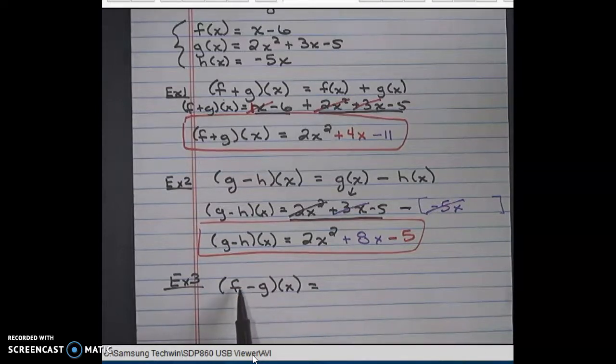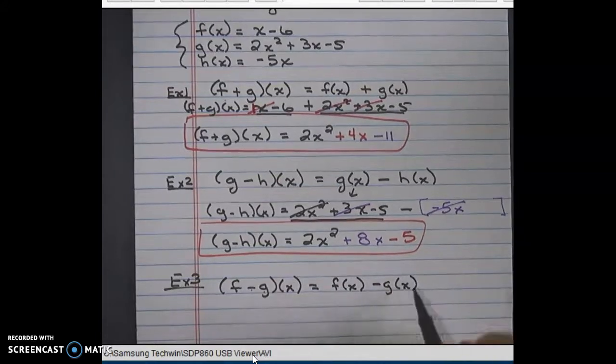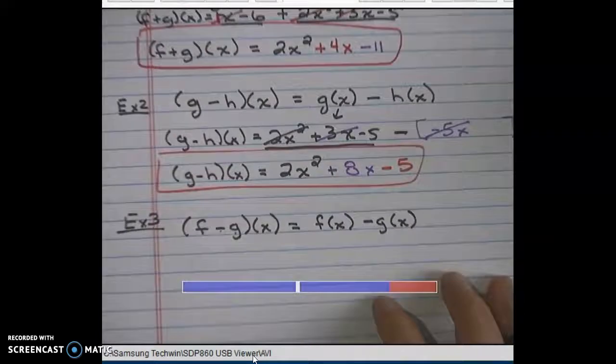So again, I'm taking my f function, f of x, and I'm subtracting my g function. So I can think of that as my f of x function minus my g of x function. And I know function notation is something that's a little new to you.